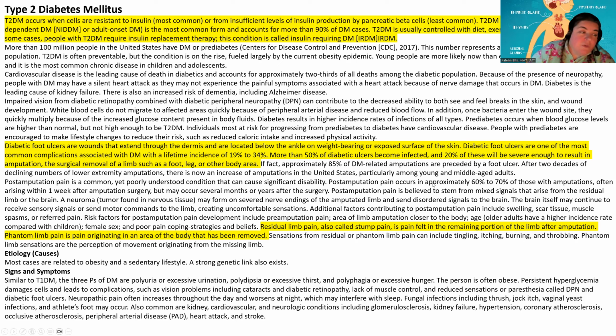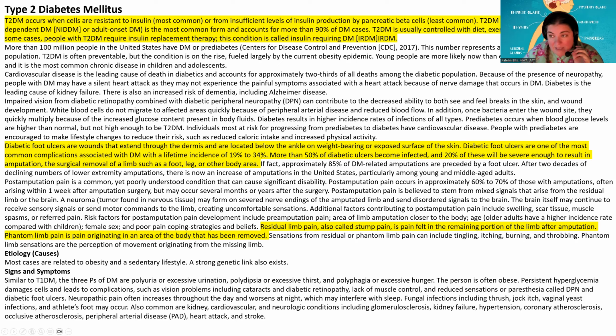Diabetic foot ulcers are one of the most common complications associated with diabetes mellitus, with a lifetime incidence of up to 34% of people. All right. More than 50% of diabetic ulcers become infected, and 20% of those will be severe enough to result in amputation. All right. The surgical removal of a limb like a foot, leg, or other body area.